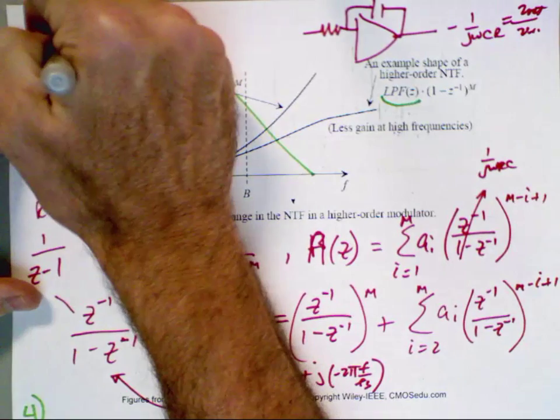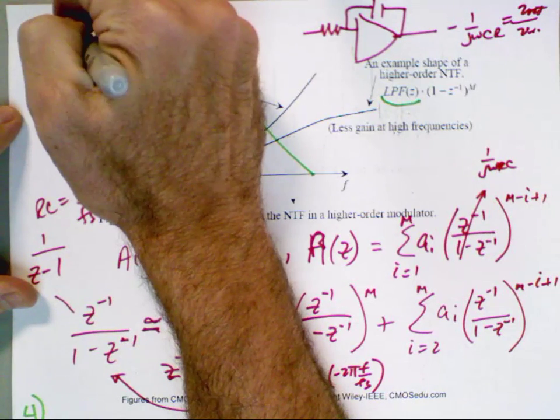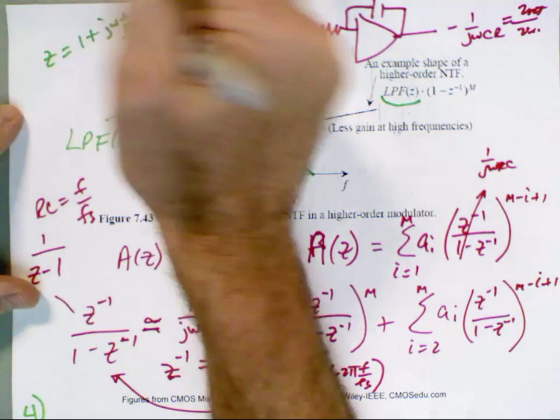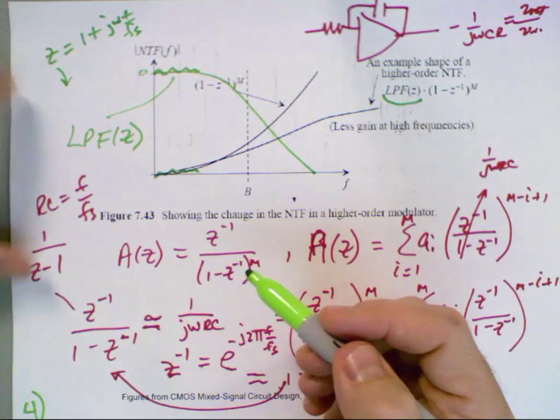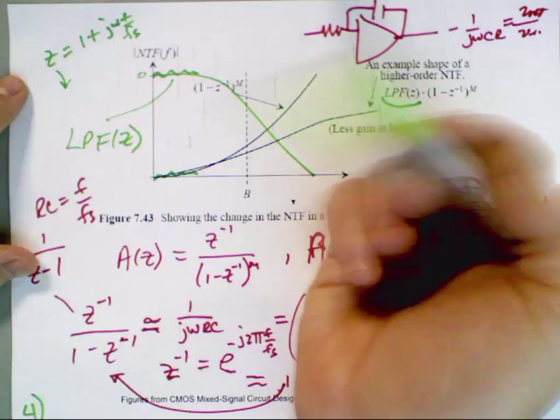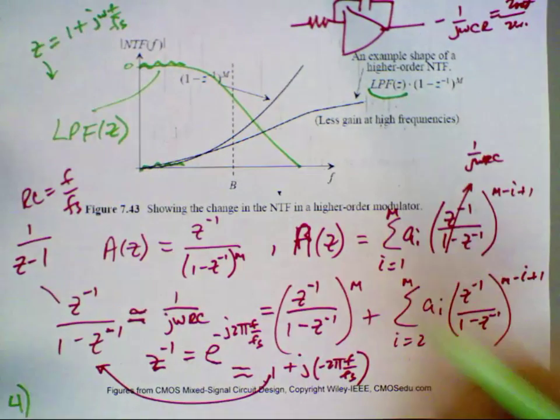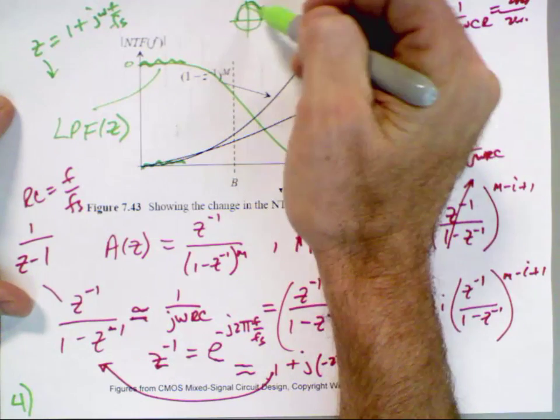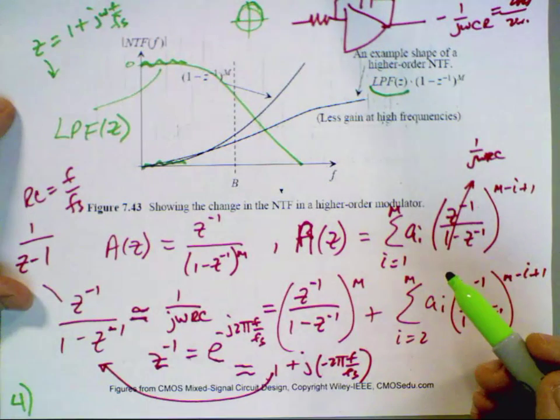So I always say z is approximately 1 plus j omega f over fs. Then I can plug that into the formula. It doesn't work past f sub s over 2, right? Because it repeats, it swings around the unit circle. But then in my mind's eye, I can figure out what the filter transfer function is.